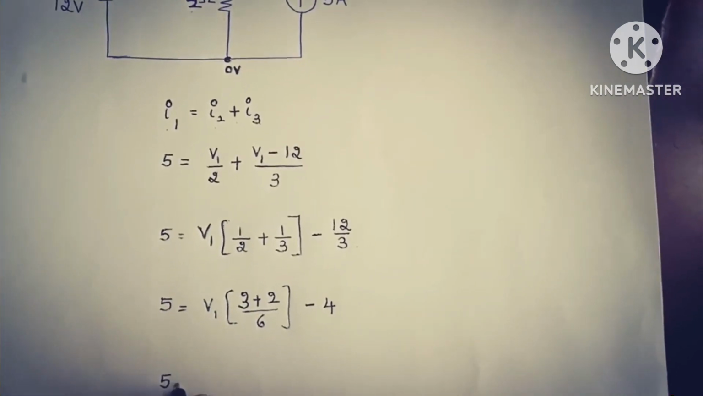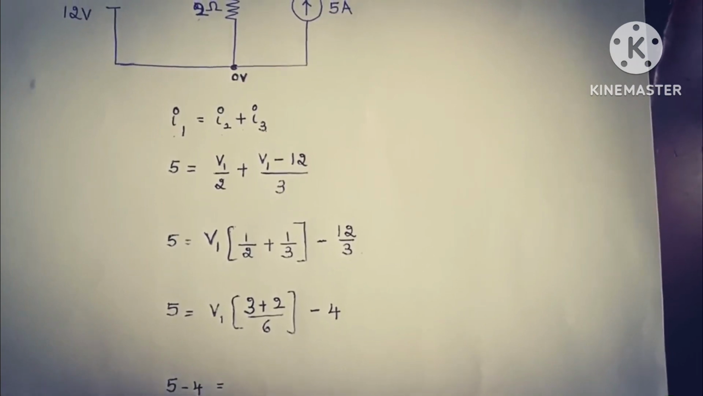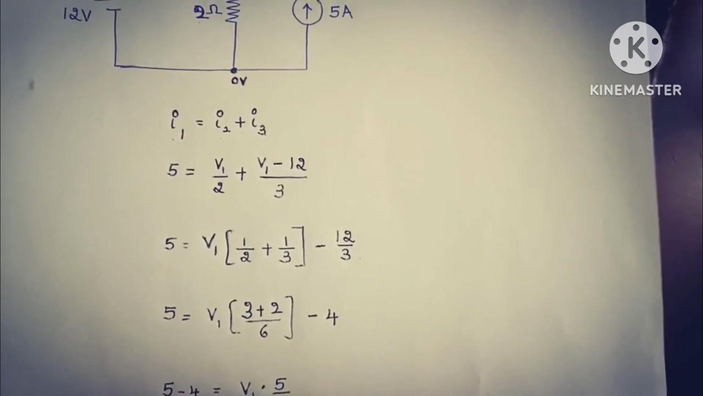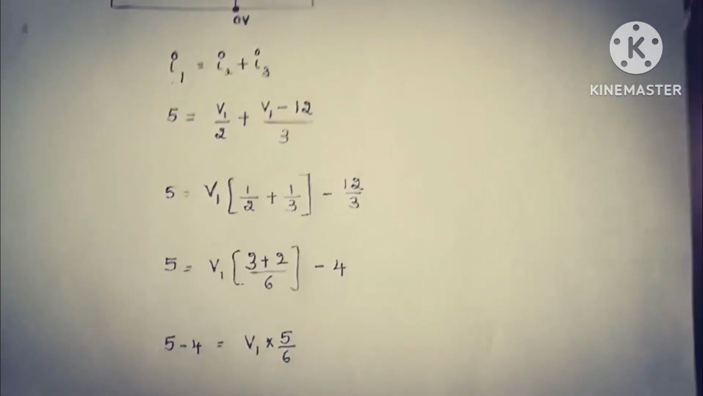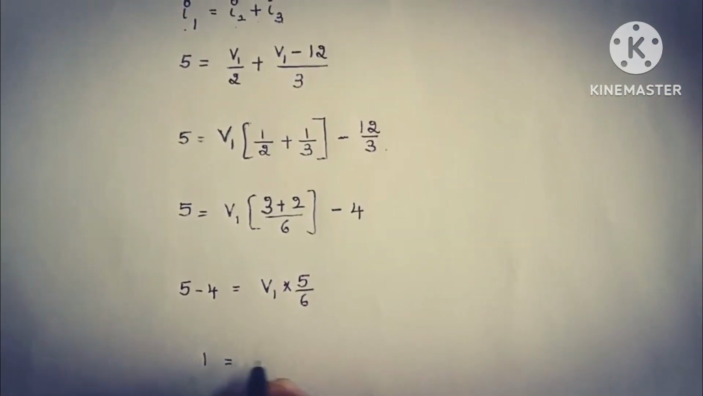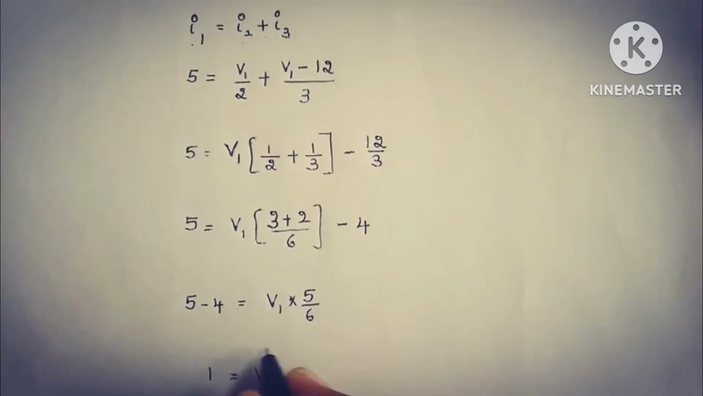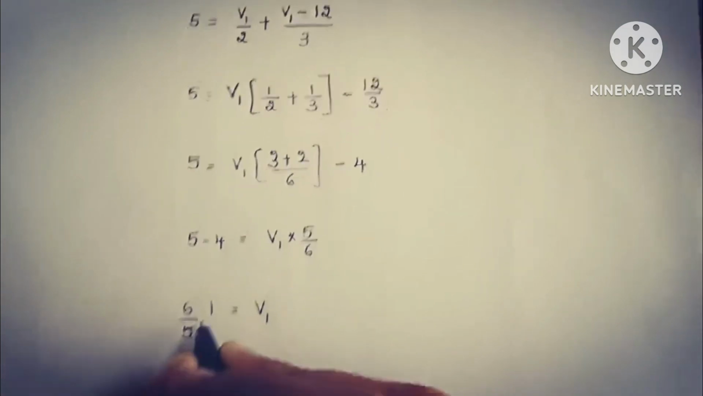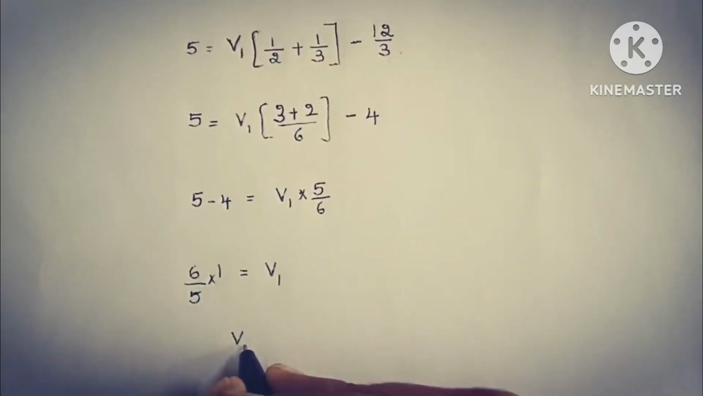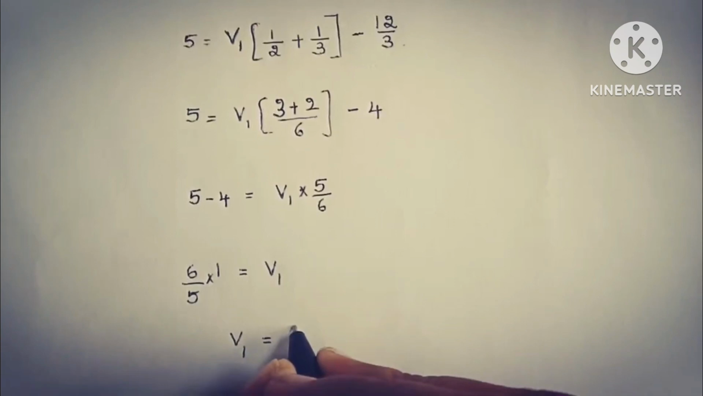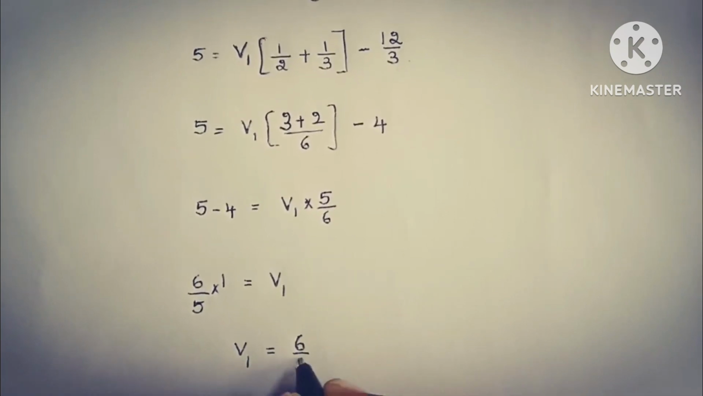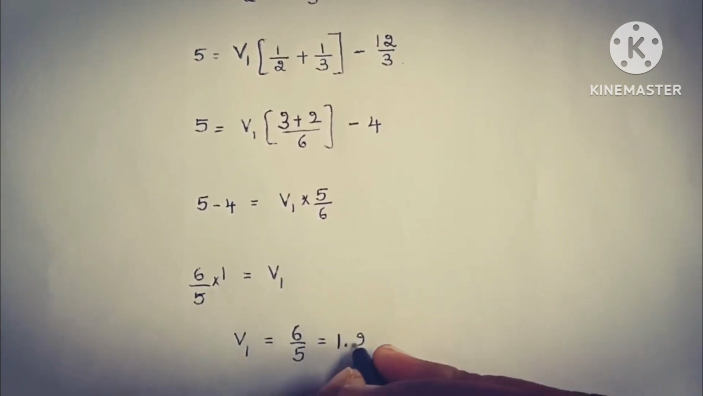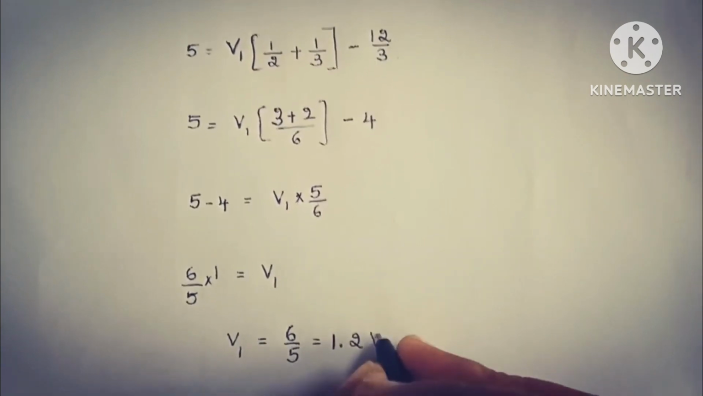So 5 minus 4 is equal to V1 into 5 by 6. So 1 is equal to V1 into 5 by 6. When this comes to the left hand side, it becomes 6 by 5. So V1 is equal to 6 by 5, that is equal to 1.2 volts.